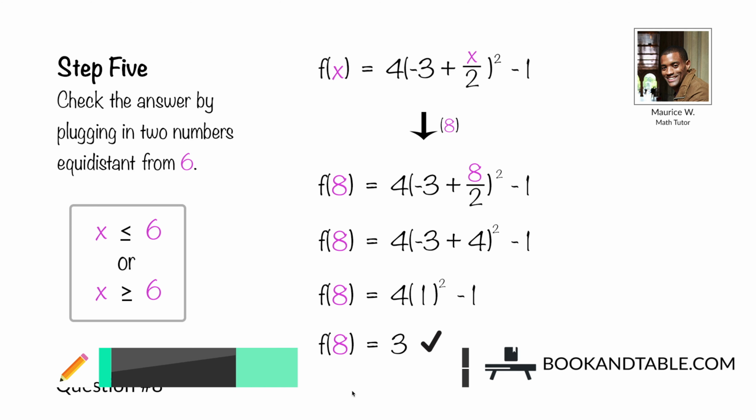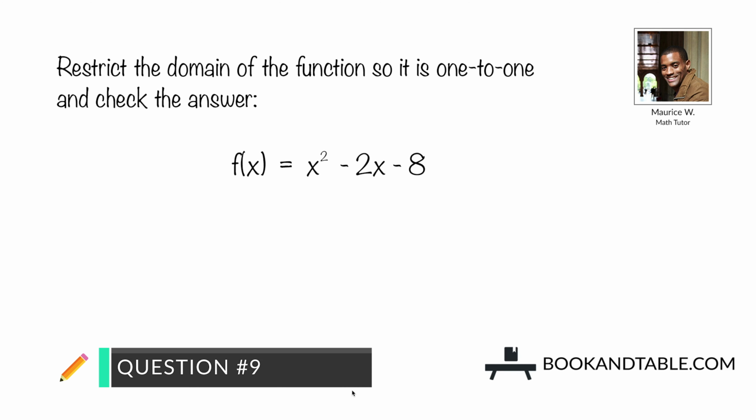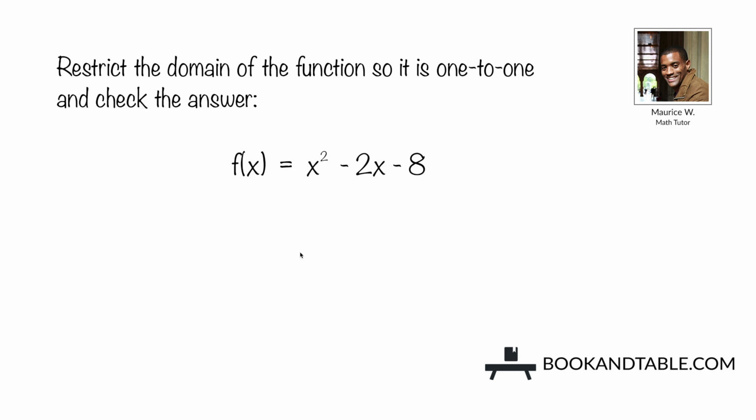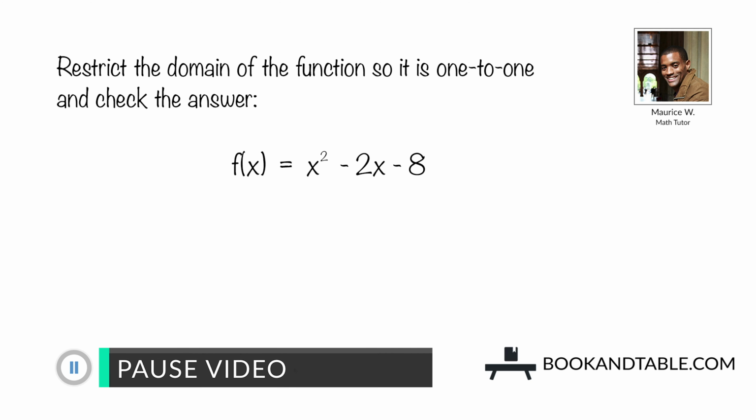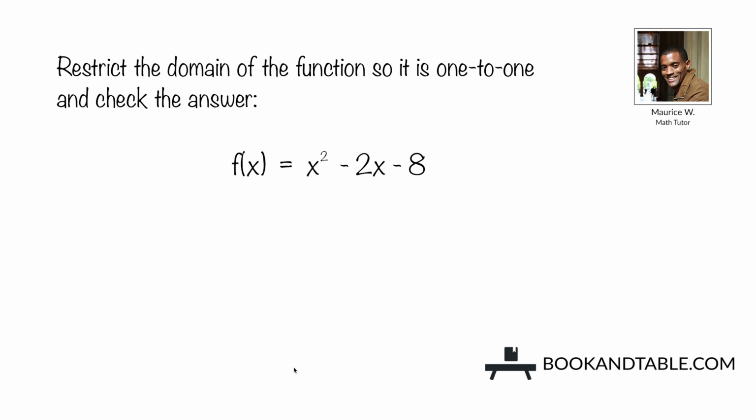Let's now have a look at question number 9. Restrict the domain of the function so it is 1 to 1 and check the answer. And we are given f of x is equal to x squared minus 2x minus 8. Pause the video, answer this question, and then press play when you are ready to begin.